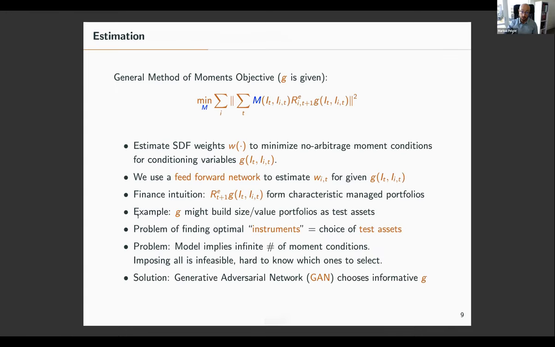So how are we going to do the estimation? Let's say I fix a conditioning function G.